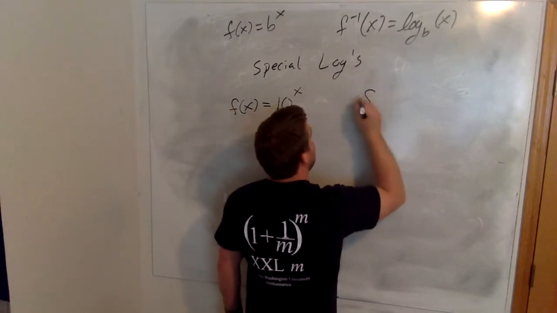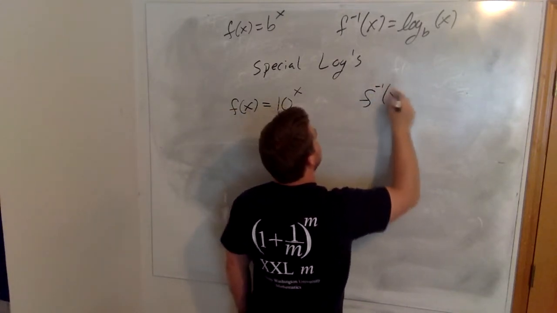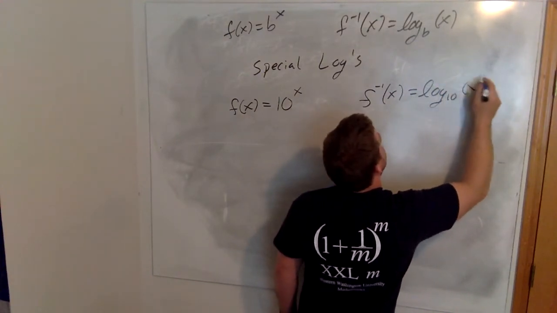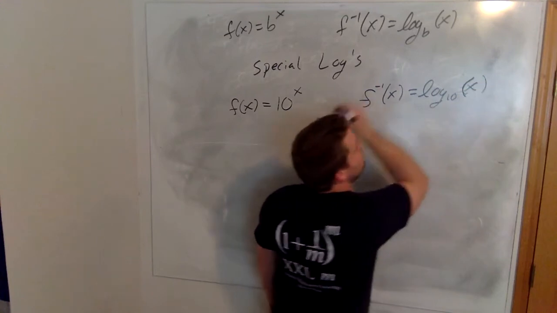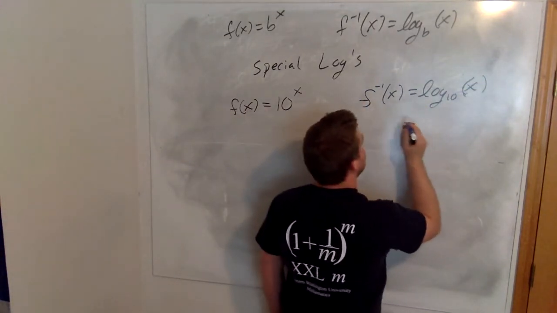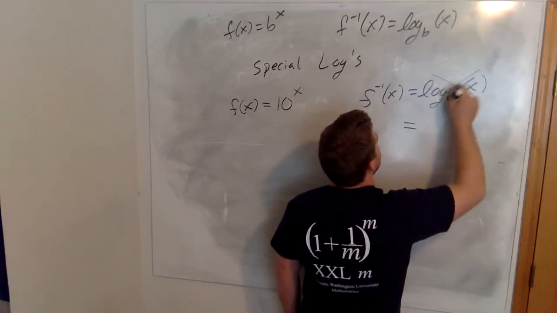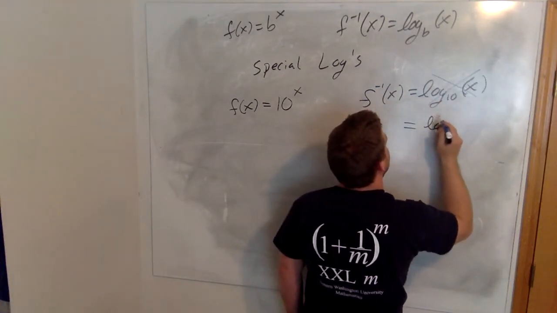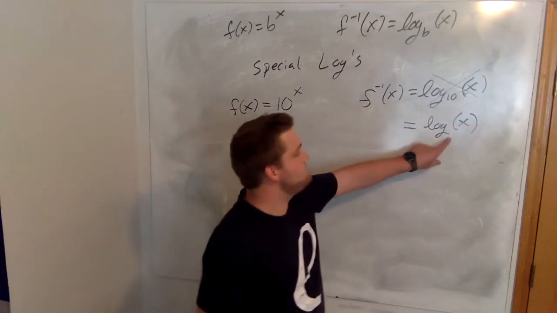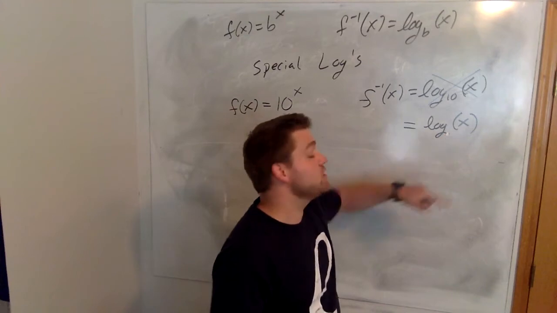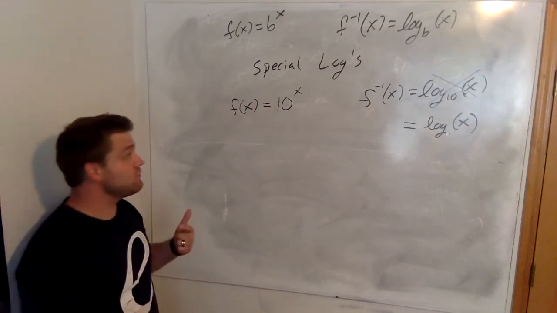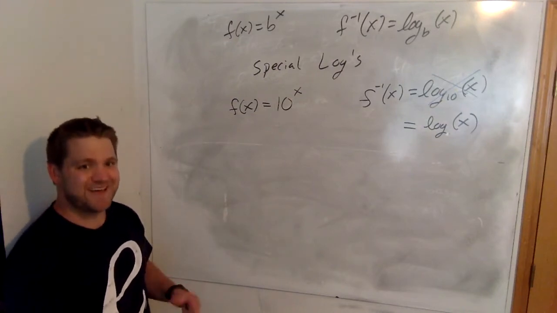What we denote as its inverse, since this is an exponential function, would be log base 10 of x. But it's very common that we do not write the 10. We would instead just write log of x. So if there is no base, it's just assumed that means log base 10, which is the inverse of the exponential function with base 10.